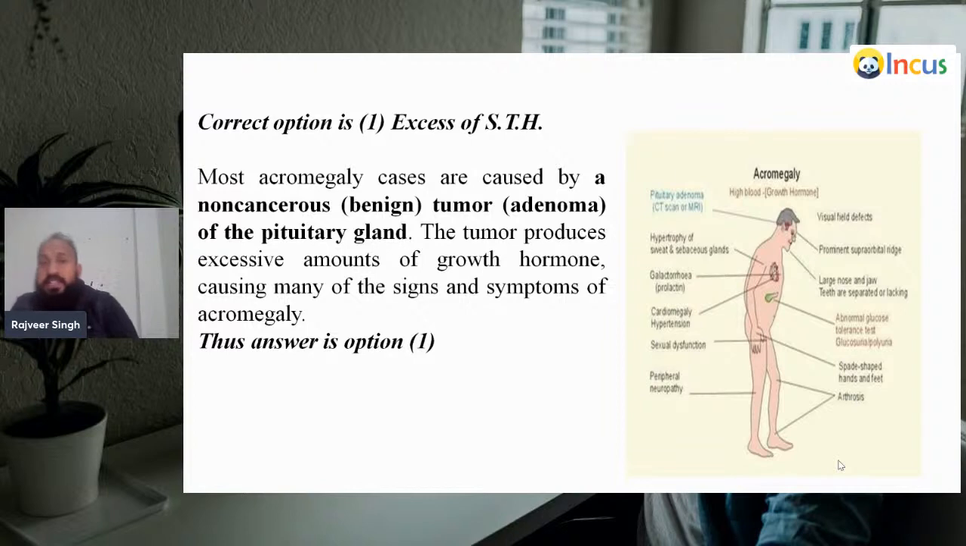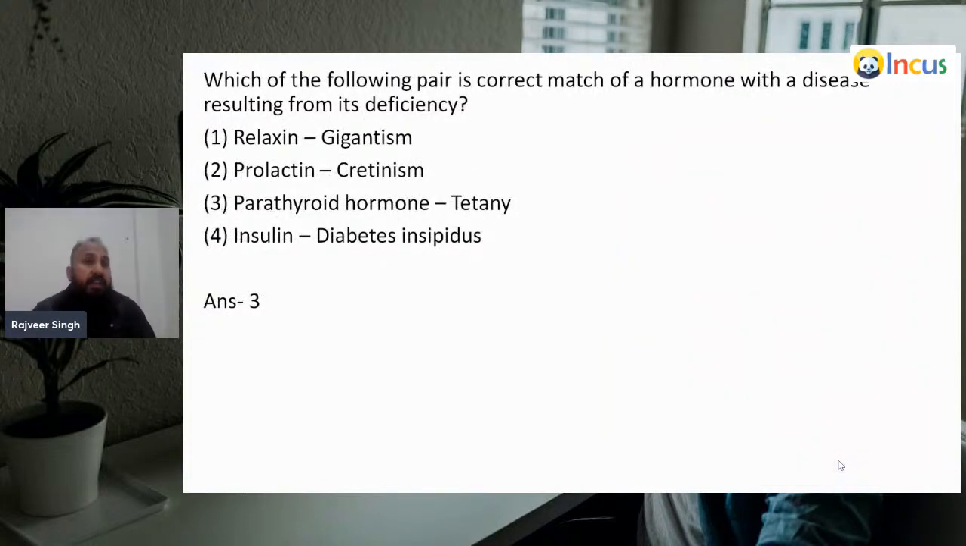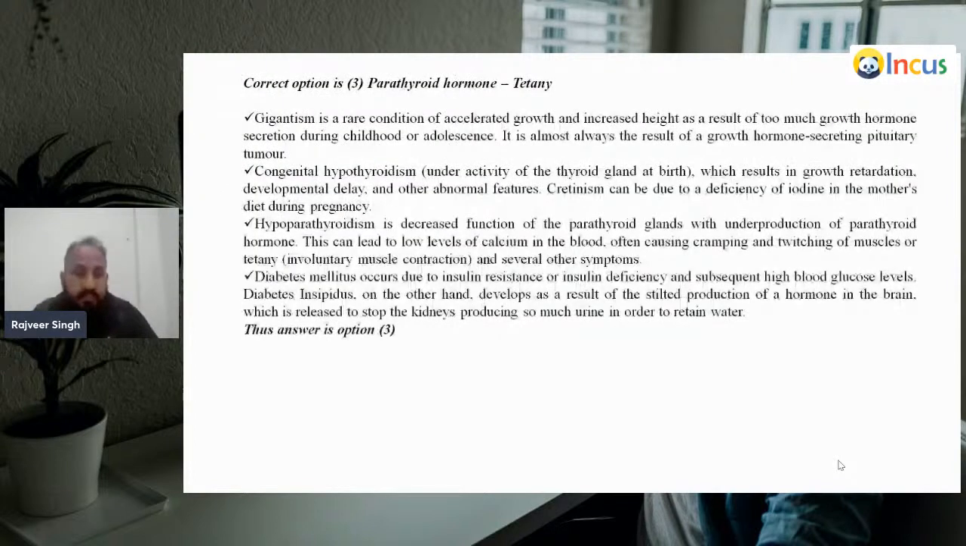So I hope you understand why we have chosen excess of STH. Next one: which of the following pairs correctly matches a hormone with a disease resulting from its deficiency? Relaxin, gigantism; prolactin, cretinism; parathyroid hormone, tetany; insulin, diabetes insipidus. Answer will be third. Parathyroid hormone, tetany is the right answer.